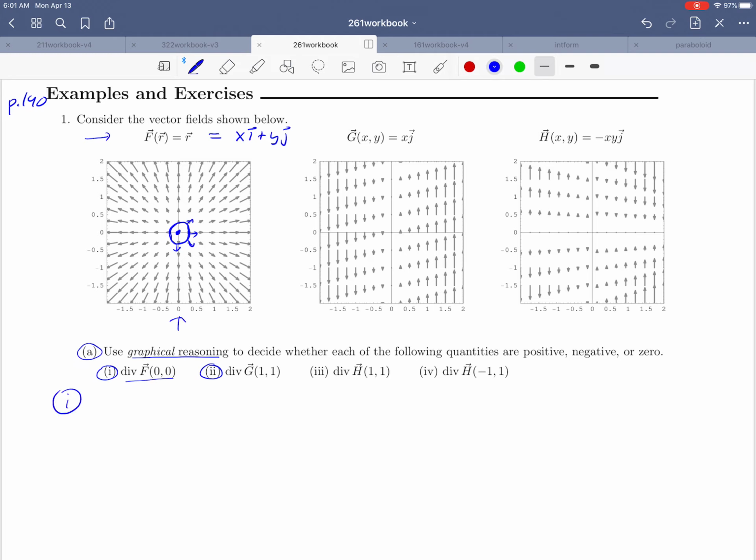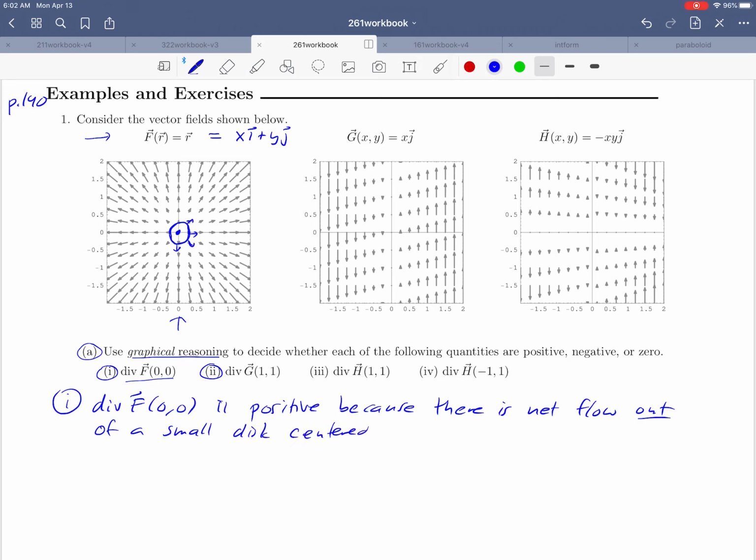All right, so let's go ahead and state that answer here. Okay, that's positive. Okay, because there's net flow out of a small disk centered at the origin. Okay, again, divergence is positive if we're getting net flow out of whatever curve or surface we're talking about. All right, so that's number 1.